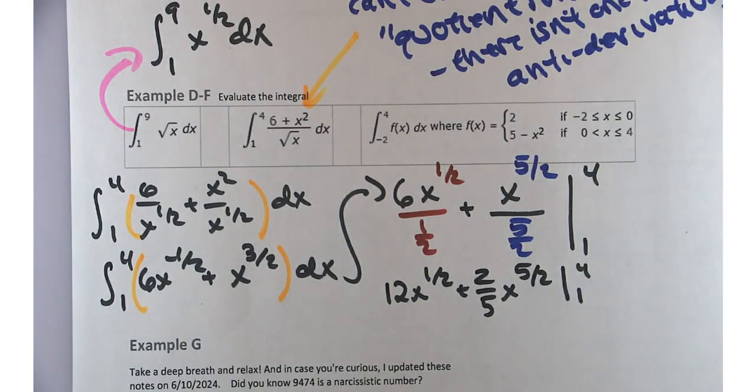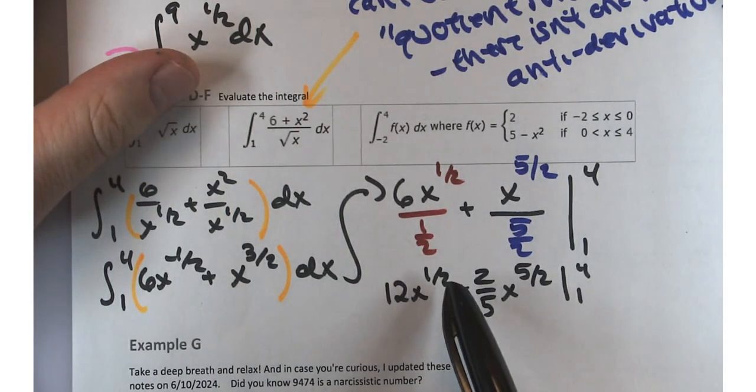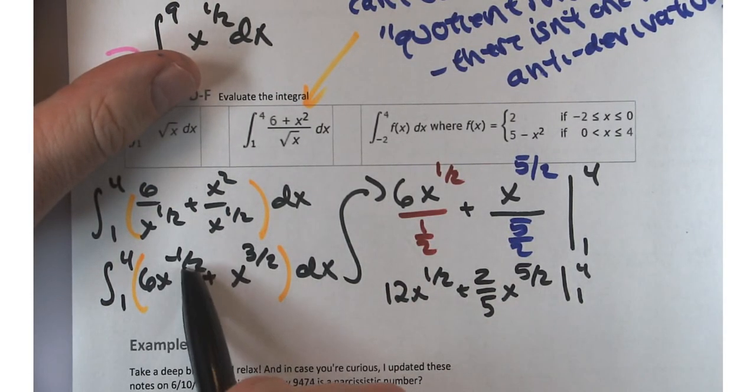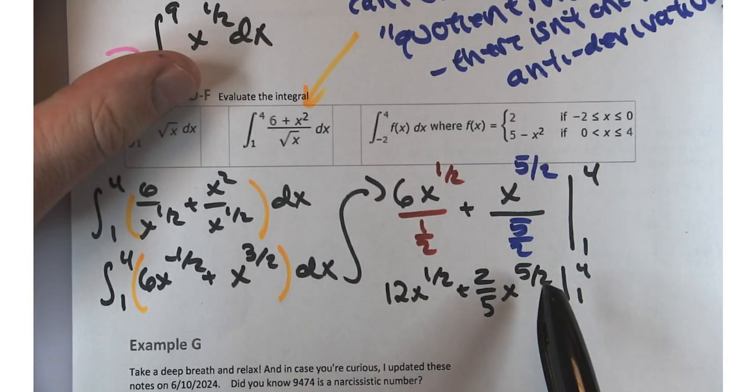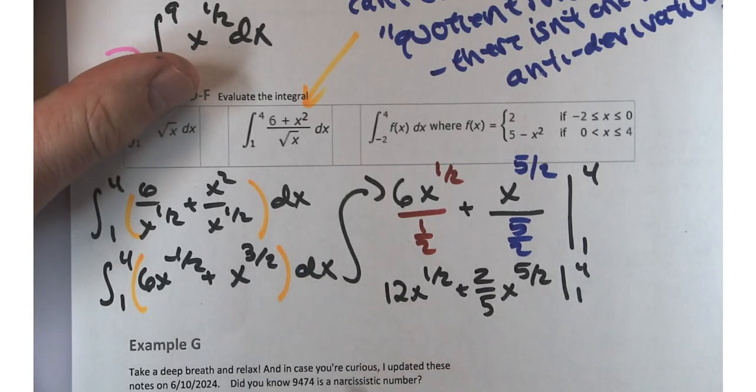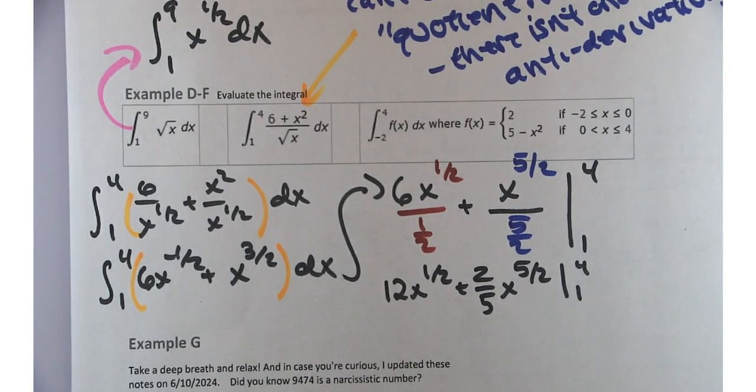By the way, if I was looking at that and getting kind of nervous, like, I'm not sure I did that right, how could I check it? Here's a good thing: take the derivative. Ah, well done, James. Take the derivative. 1/2 times 12 gives me 6. Subtract 1 from the exponent gives me negative 1/2. 5/2 times 2/5 gives me 1. Subtract 1 from the exponent gives me 3/2. So perfect. So you can double check yourself as you go through these things.